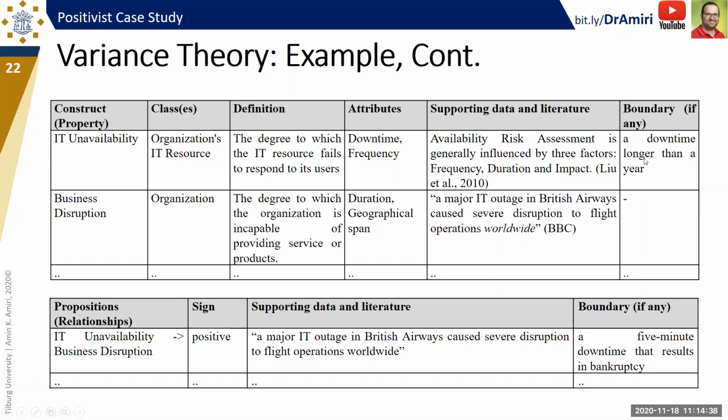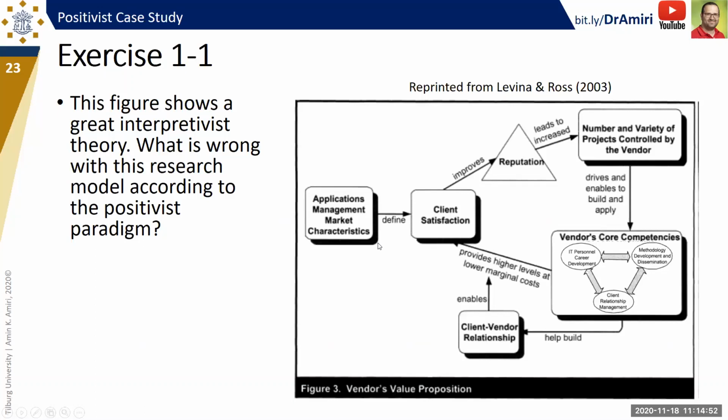So if you can do it. But most of our students are not at the level that they can come up with these different boundaries. But try. That's how you get a higher grade in a thesis. So now let's have an exercise here. This figure shows a great interpretive theory. What is wrong with this research from a positivist view? Any ideas?